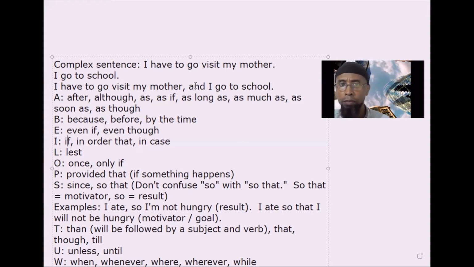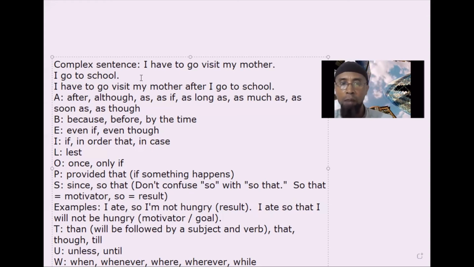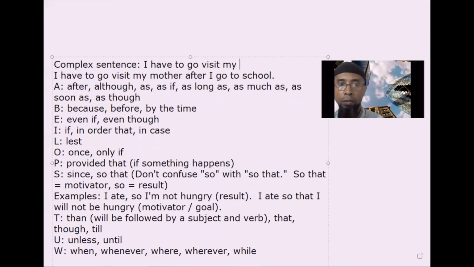So let's choose one. We're going to have to get rid of and, and we're going to have to get rid of the comma, because for complex sentences we don't use a comma. Let's just add one after. So now I've created a complex sentence. Let's get rid of the two separate sentences, because they're not separate anymore.